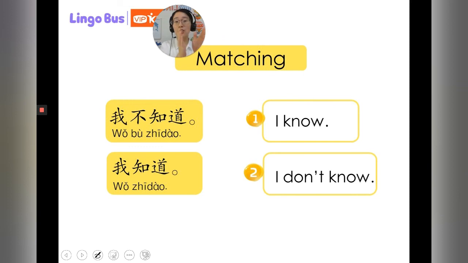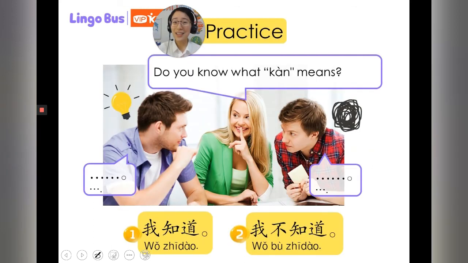Now let's do a matching activity. You're going to match the sentences on the right to the Chinese on the left. The first one is 我不知道. What does 我不知道 mean? The first one or the second one? You're going to type a number. Yes, 我不知道 means I don't know. How about I know? It's 我知道.